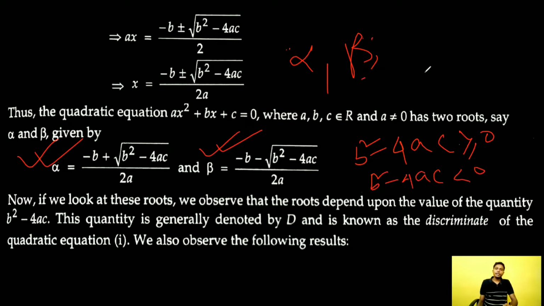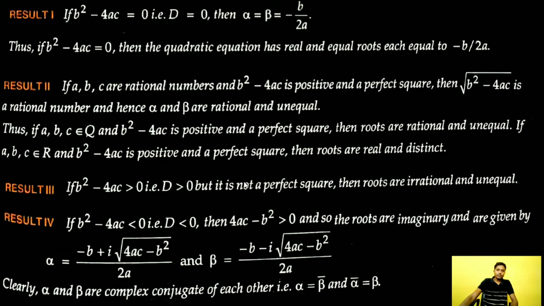Here b square minus 4ac is denoted by D, and is called the discriminant of the quadratic equation. Okay, now I will explain them very well in detail on the next page.